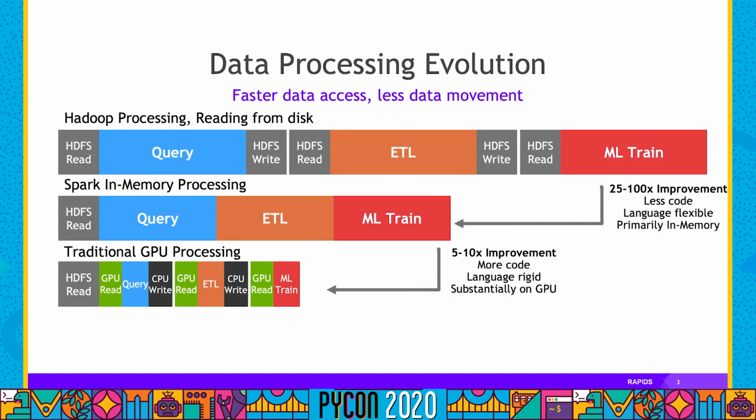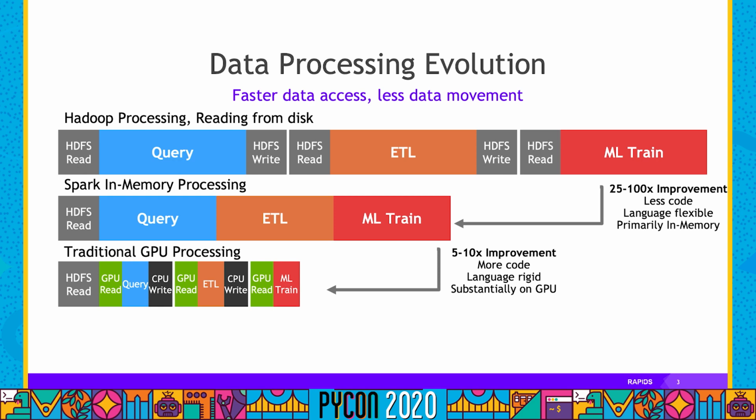So let's back up just a little bit and ask, how did we get here to all GPU accelerated data analytics? This is a little bit about the data processing evolution. Some of you have probably seen this if you've been to one of our other talks, but just to remind you, where we've gone through this entire evolution is toward faster data access with less data movement. We start back in the Hadoop world. We do some Hadoop reads, do a query, write back out, read, do some ETL, write back out, read, and finally we can do our machine learning.